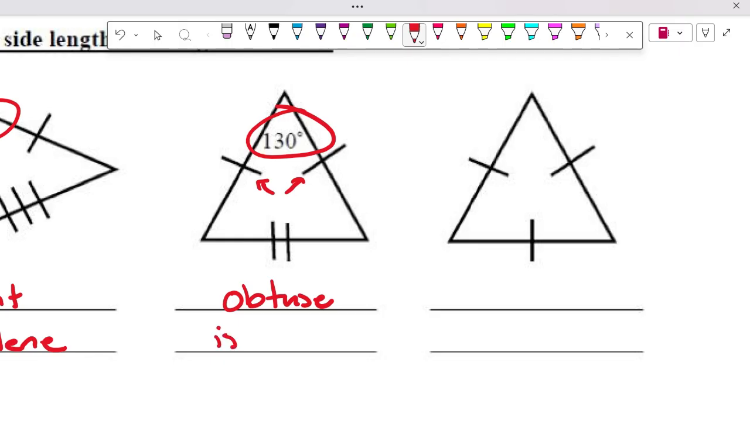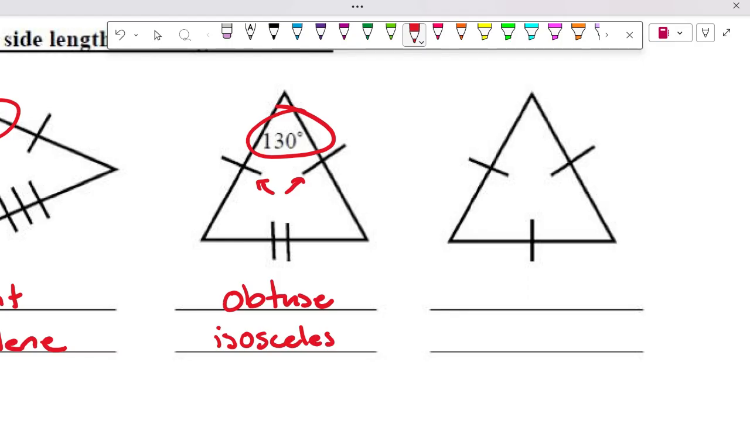All right. So remember, when it comes to tick marks, it's a matching game. If they match the number on each individual piece, that means they're congruent. So there's 1 tick on 2 different sides, that means they're congruent.